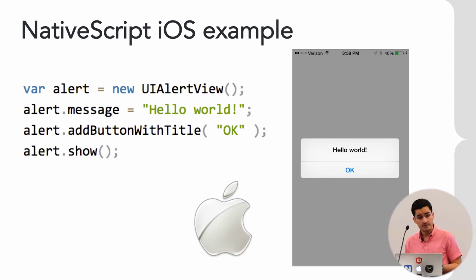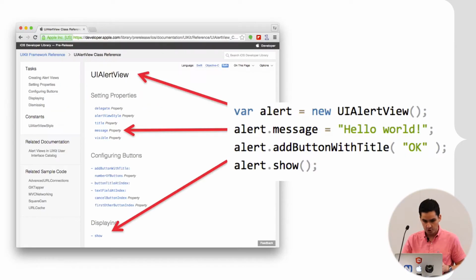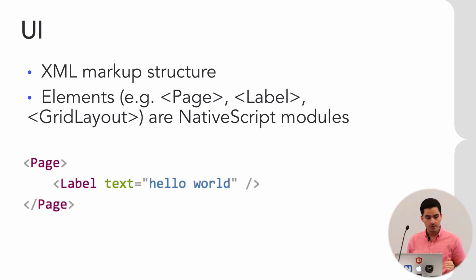The same can be said for iOS. We can create an instance of a UIAlertView. We can set the message property for it, and we can invoke the addButtonWithTitle method on it and invoke the show method on it to, of course, show that alert view. Now, the thing is that in reality, you probably don't want to do this because the whole point of doing NativeScript is to have a cross-platform solution. So this is where the cross-platform components come into play.